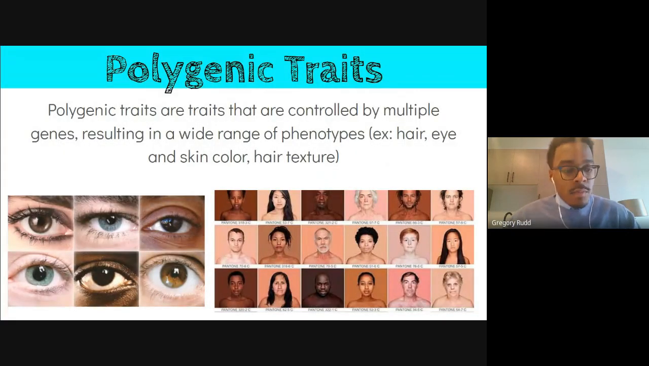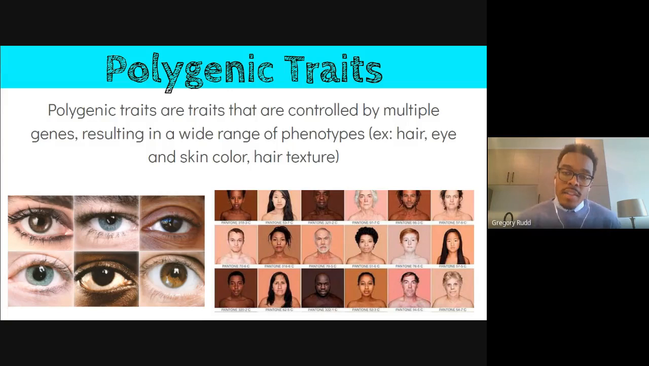Now, this process becomes a bit more complicated when we consider that some traits are determined by multiple genes. Instead of just one gene, we're going to have multiple genes that determine these traits. And this is true for most of our traits. In fact, there are very few traits that are determined by only one gene. So because we've got many different genes that control these polygenic traits, we get a wide spectrum of outcomes.